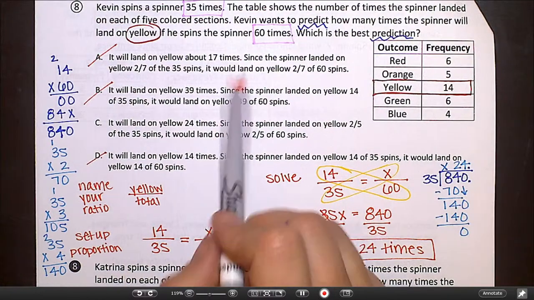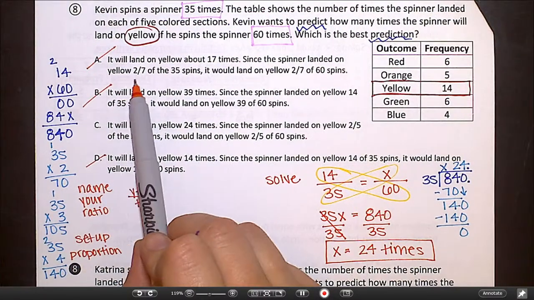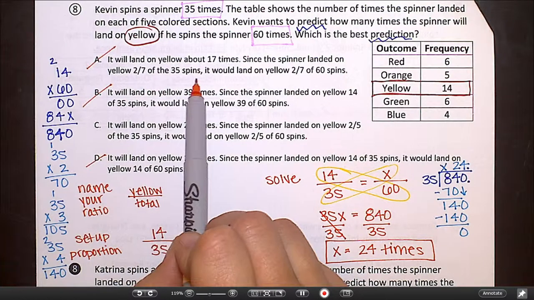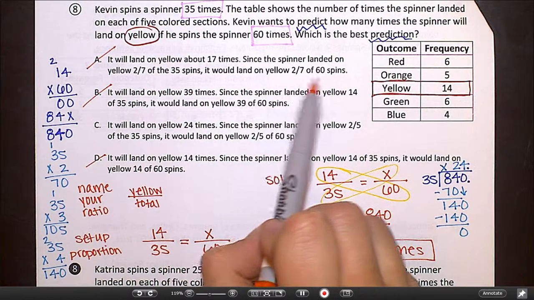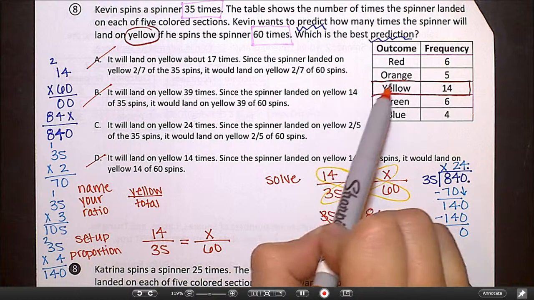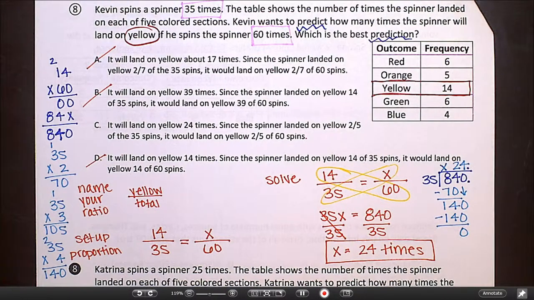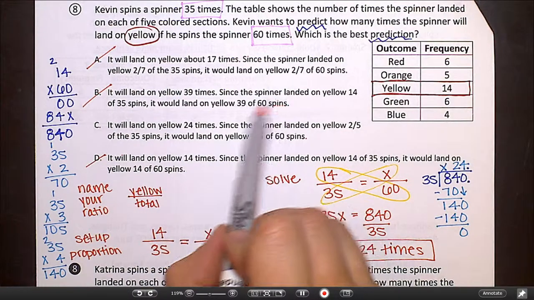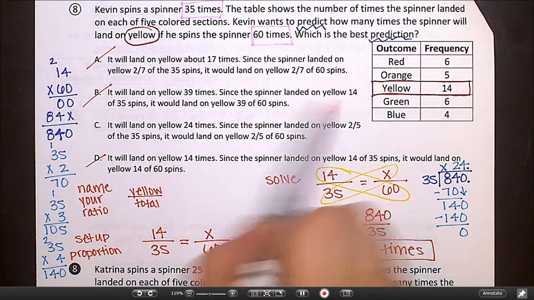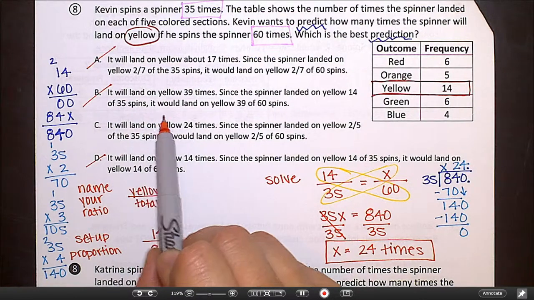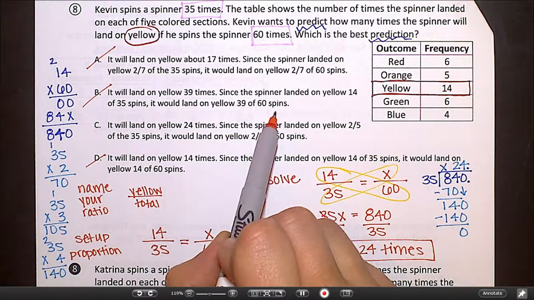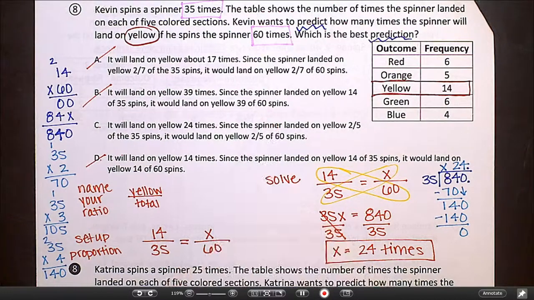But then there's more to it. It says since the spinner landed on yellow 2/7 of 35 spins, it would land on yellow 2/7 of 60 spins. Well, it didn't land on yellow 2/7. Okay, 14 is not 2/7. So it's 2 times 7, but not 2/7. So that's why that doesn't work. 39 times says the spinner landed on yellow 14 out of 35 spins. So it would land on yellow 39 out of 60 spins. That doesn't make any sense.